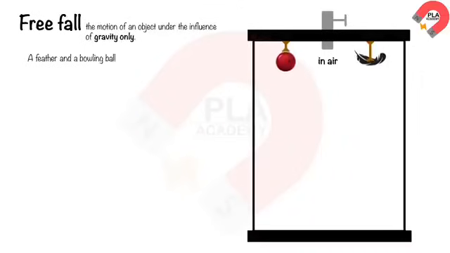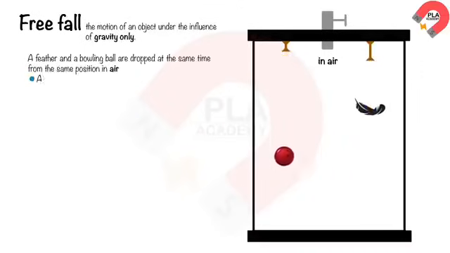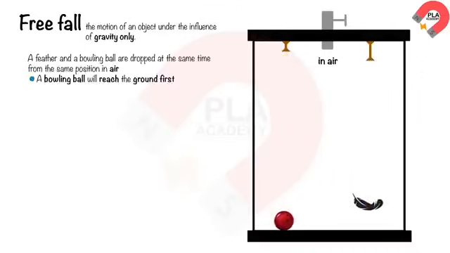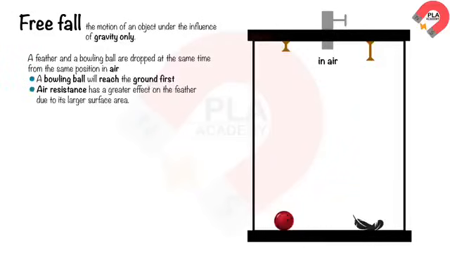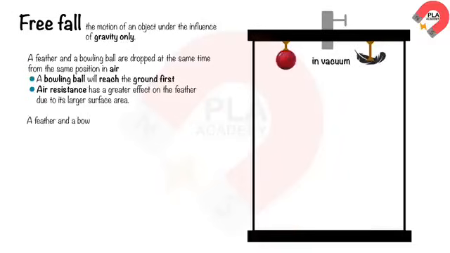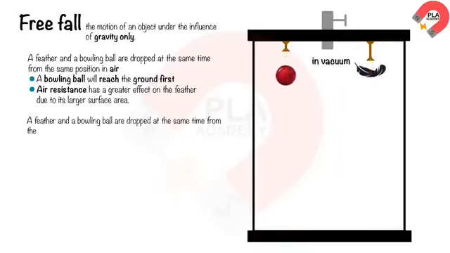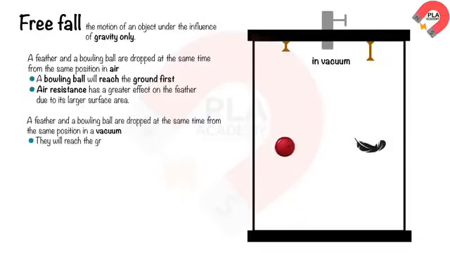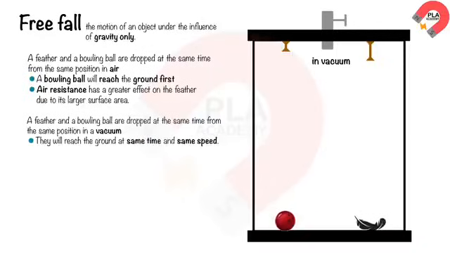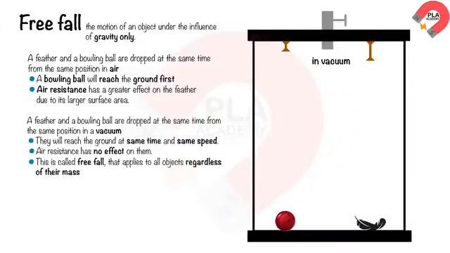Free fall is the motion of an object under the influence of gravity only. If a feather and a bowling ball are dropped at the same time from the same position in air, the bowling ball will reach the ground first. This happens because air resistance has a greater effect on the feather due to its larger surface area. If a feather and a bowling ball are dropped at the same time from the same position in a vacuum, they will reach the ground at the same time and same speed. This is because air resistance has no effect on them. This is called free fall, that applies to all objects regardless of their mass in a vacuum.